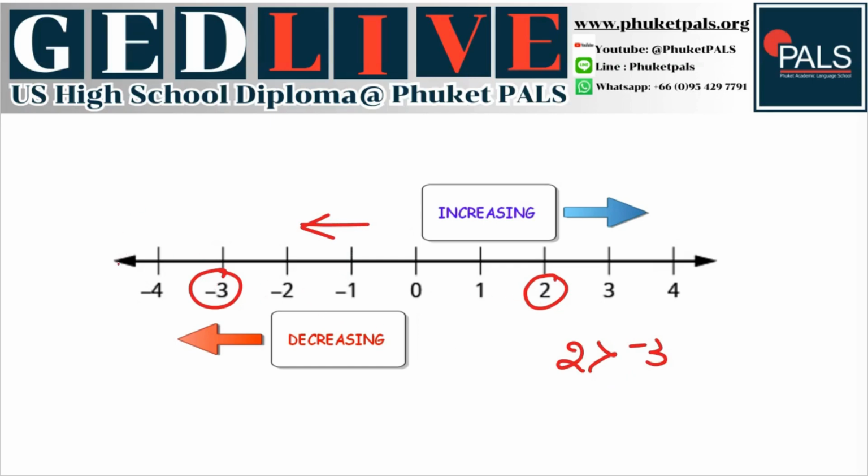Now, if we compare minus 4 and minus 1, look at minus 4, and from minus 4, where does minus 1 come? It is in the increasing direction, right? So I can say that minus 4 is less than minus 1.